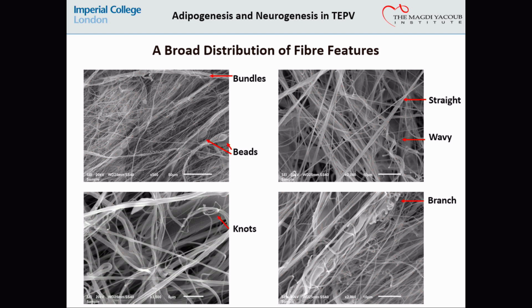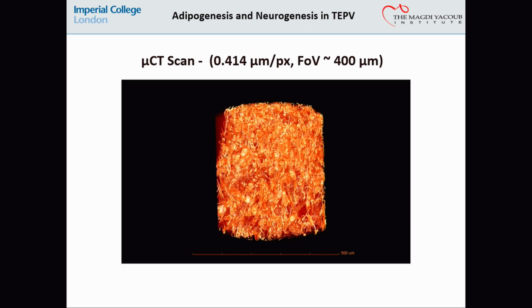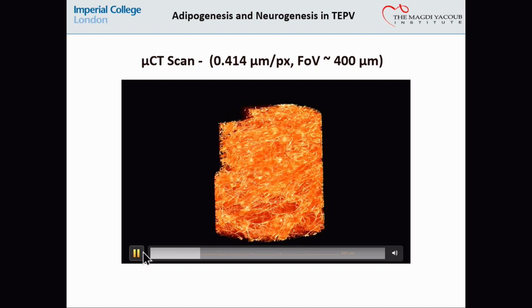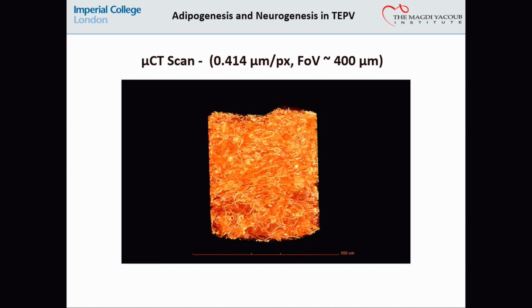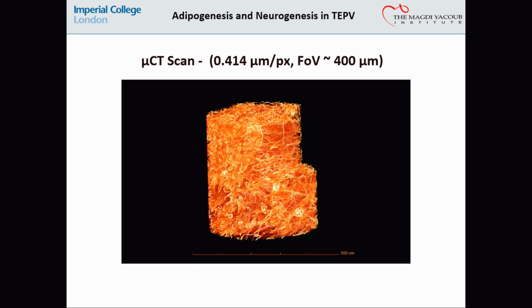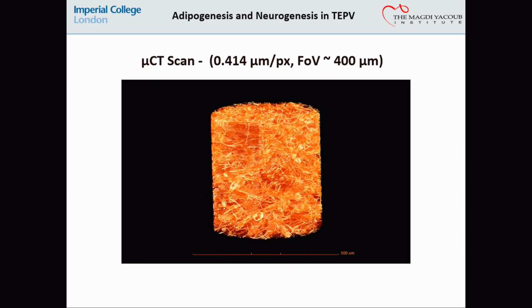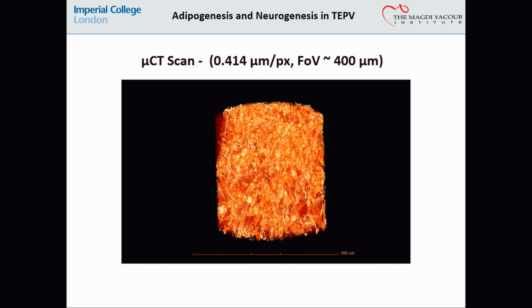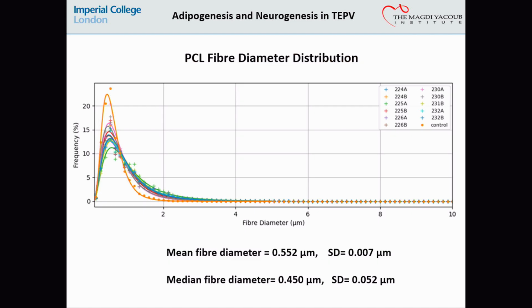And if you look at the distribution of these fibers, I wonder if this will play. So this is a CT scan of our 3D scaffold, and you can see the heterogeneity in the fibers and also the different features inherent in our scaffold: the beads, the thick fibers, the thin fibers, the straight and the wavy fibers. If you look at the distribution of our fibers, we have a very wide distribution.